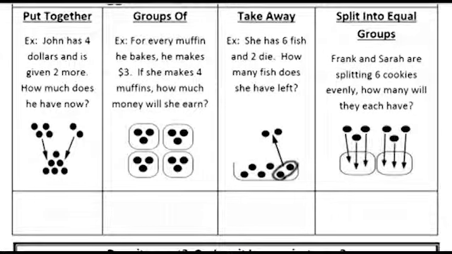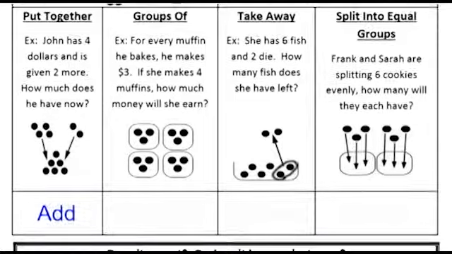Things that are being put together. For example, John has $4 and is given 2 more. It happens once. It's one group being combined with a different sized group. This is addition.